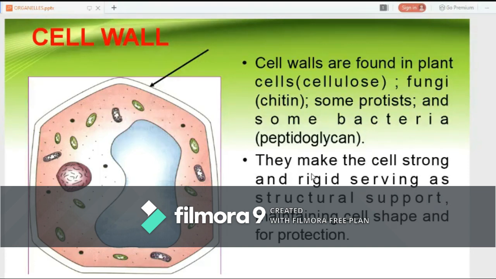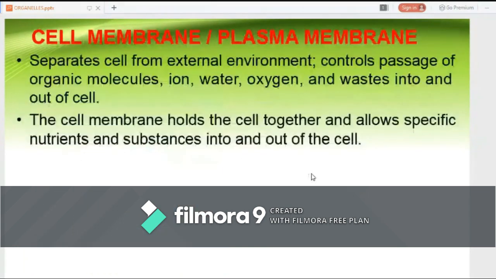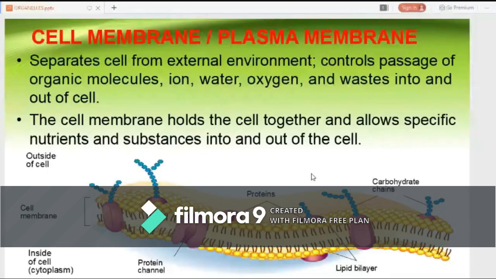Then we have the cell membrane or the plasma membrane, also known as the plasmalemma. It is a phospholipid bilayer with embedded proteins that separates the internal contents of the cell from its surrounding environment. The cell membrane is a semi-permeable membrane which only allows specific substances to enter and exit the cell. As presented, the yellow heads you see are the phospholipids forming tail-to-tail ends, a bilayer.